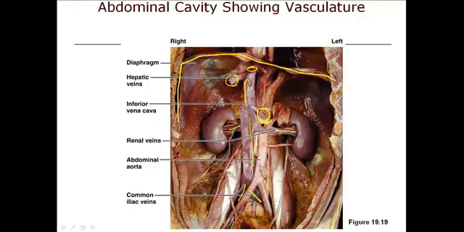The arteries will be deep to the veins. This is the aorta here, and this is the vein here, vena cava here. Look at that. Note the difference in the color, and then the veins are flat because they don't have the muscular wall or the elastic wall that the arteries have. Here are your psoas major muscles.